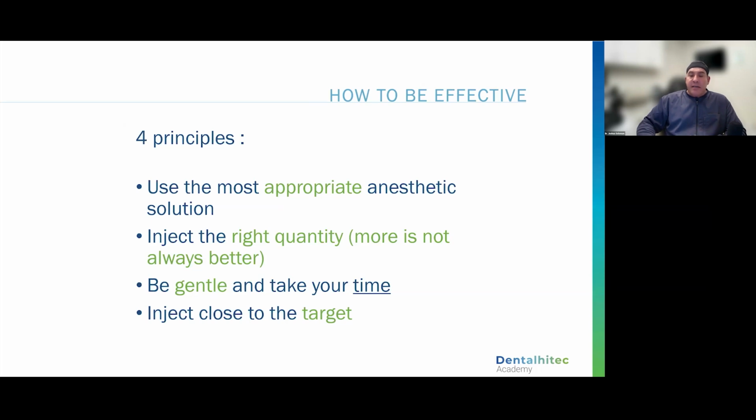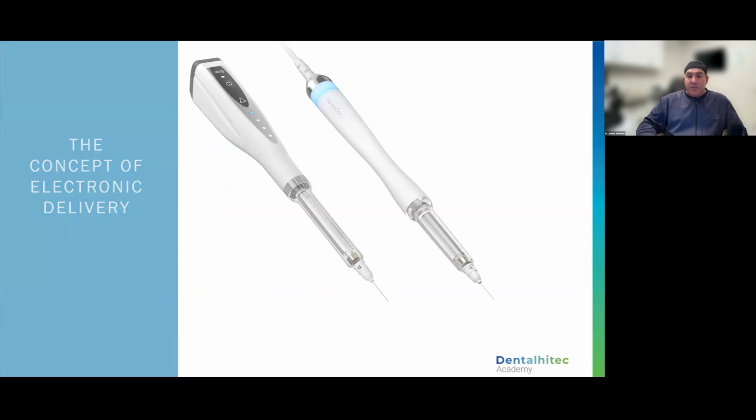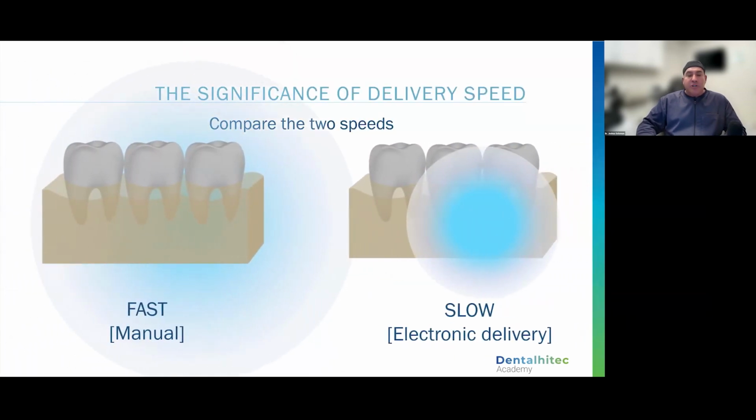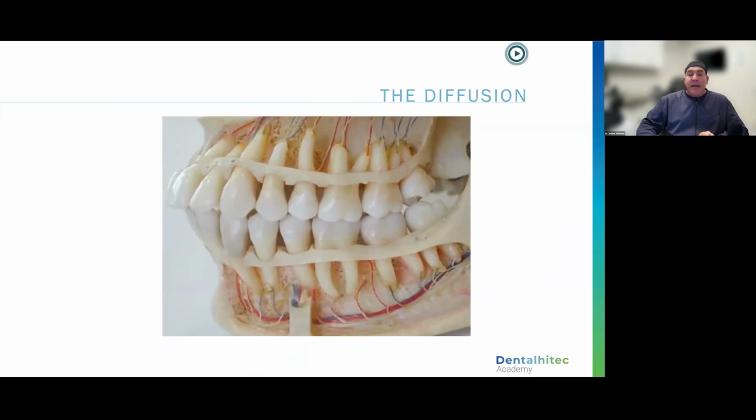In order to give an injection that we call a perfect injection, it's going to be knowing how much local, the right quantity, taking your time and getting close to the target. And again, for this, you've got to use an electronic device. If you're trying to do this by hand, it's not going to work for many reasons. If you don't deliver slowly, drop by drop, we're going to have an issue with perfusion, and that local is going to spread too far from our intended target, and we won't have proper delivery.